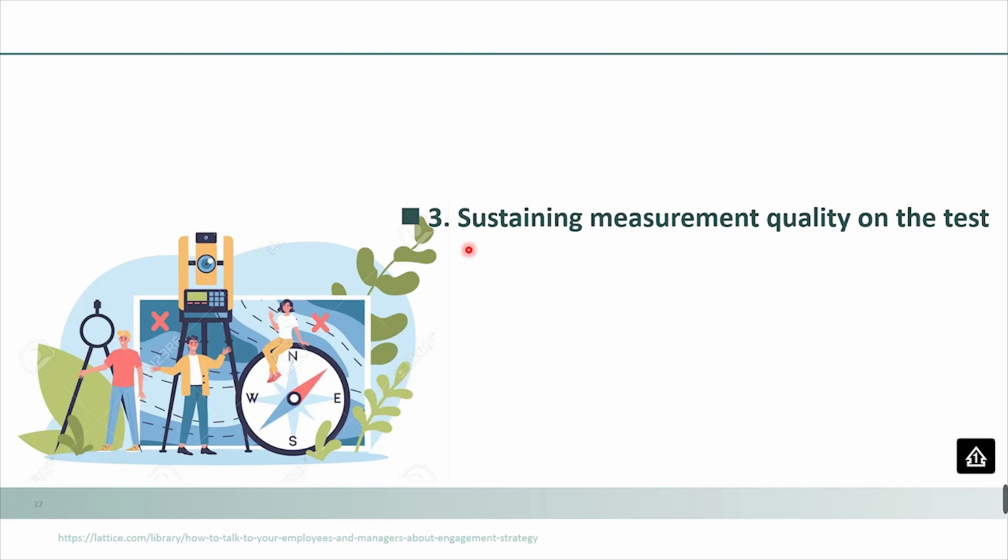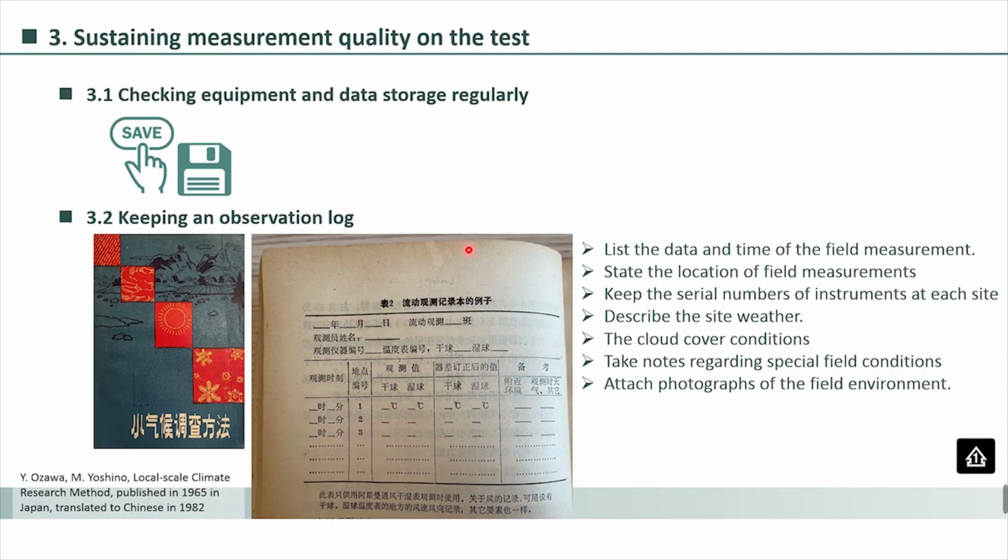And in the third section, I want to talk about sustaining measurement quality during the test. One of the important things is checking equipment and data storage regularly. After starting the measurement, all equipment should be checked at least every 2 hours. And if there is no built-in automatic data saving in your instrument, the saved data should be checked hourly or more frequently.